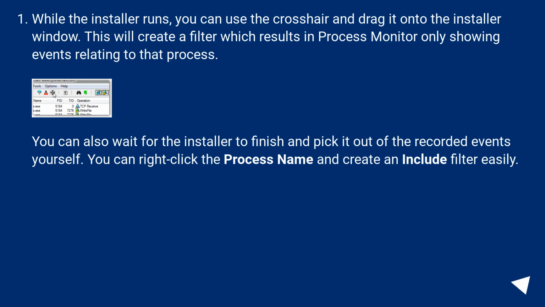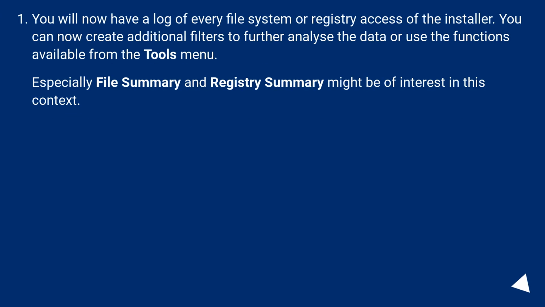You can also wait for the installer to finish and pick it out of the recorded events yourself. You can right-click the process name and create an include filter easily. You will now have a log of every file system or registry access of the installer. You can now create additional filters to further analyze the data or use the functions available from the Tools menu. Especially File Summary and Registry Summary might be of interest in this context.